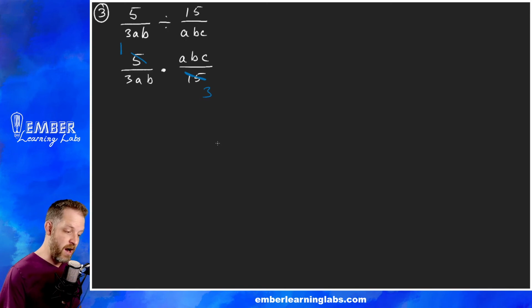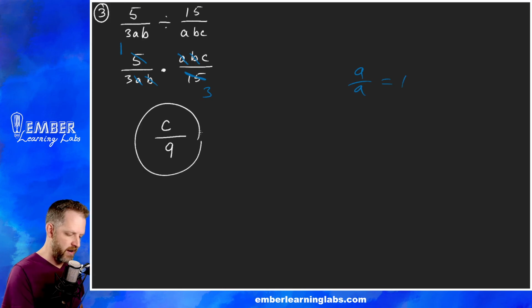No worries. Now, we can do some other pre-reducing because we've got an A on the top and an A on the bottom. So those are going to cancel because A over A equals 1. By the same principle, the B's are going to cancel. So what happens here? We've got 1 times C, which is just C. And then all that's left on the bottom is 3's. 3 times 3 is 9. So our answer is C over 9. That's all there is to that.